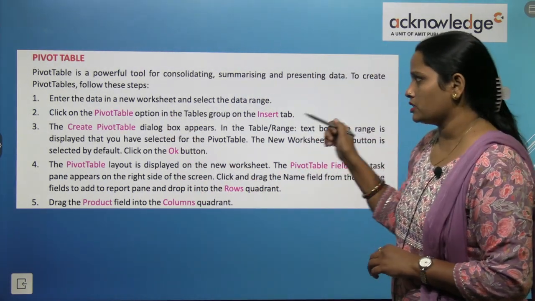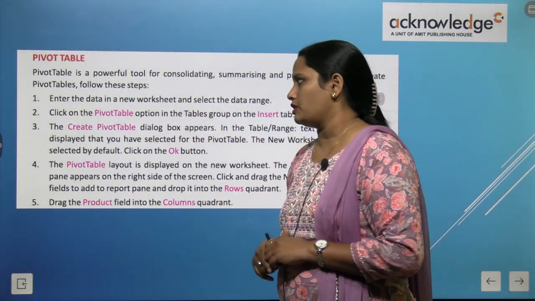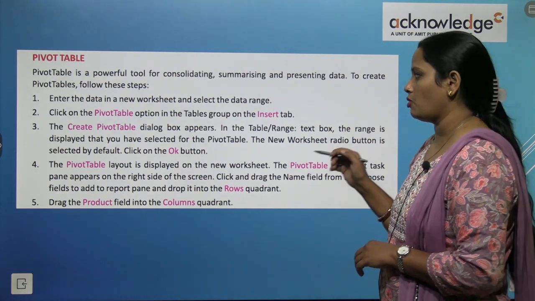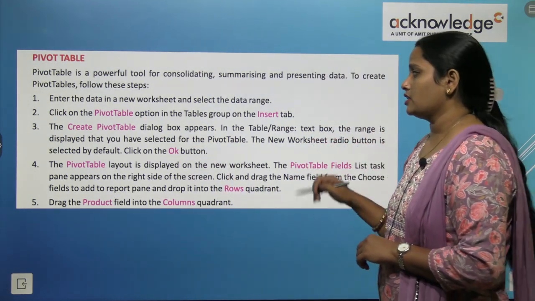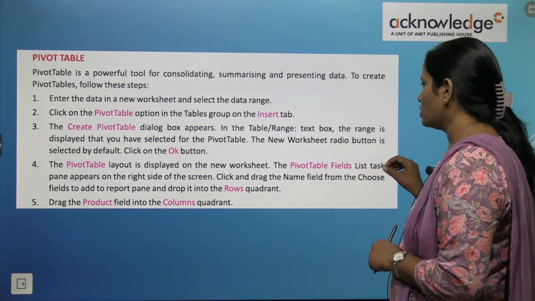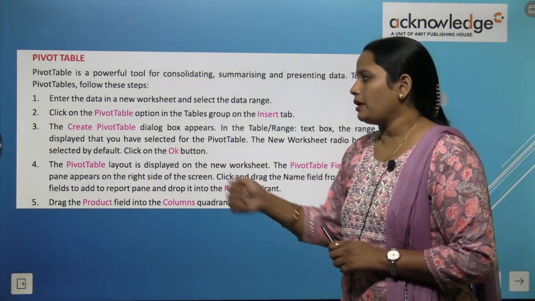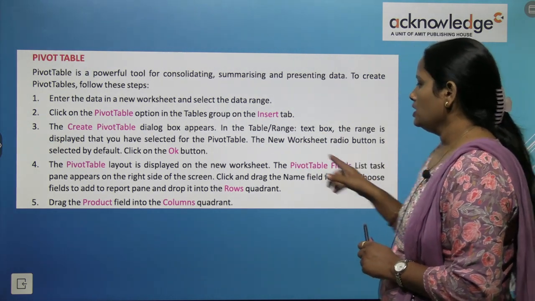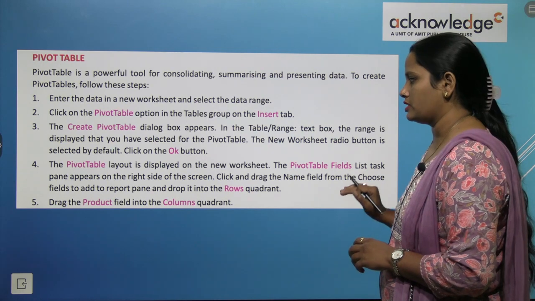Now click on the pivot table option in the tables group in the insert tab. So in the insert tab we can find this pivot table. The create pivot table dialog box will appear. In the table range text box, the range that you have selected is displayed. So whatever range we have selected, that will be displayed there. The new worksheet radio button is selected by default, and then we have to click on the OK button. The pivot table layout is displayed on the new worksheet. The pivot table field list task pane appears on the right side of the screen. So on the right side of the screen we can see this pivot table layout.